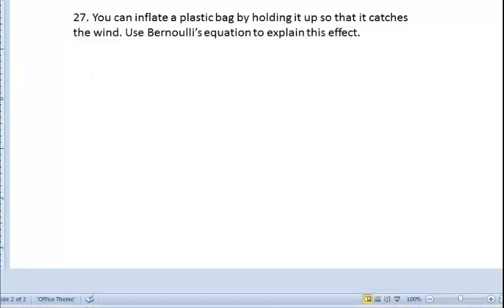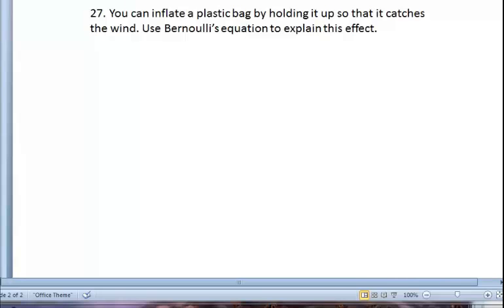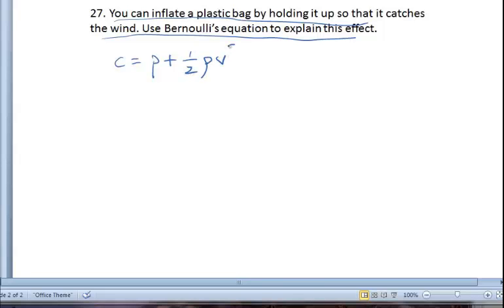Now let's look at exercise number 27. It says you can inflate a plastic bag by holding it up so it catches the wind. Use Bernoulli's equation to explain this effect. So we'll get our old friend back here: P plus 1/2 rho v squared plus rho gh. Now, here's our bag, weird looking bag, but wind goes in, the bag's closed at the bottom, so wind goes in and it has a velocity.